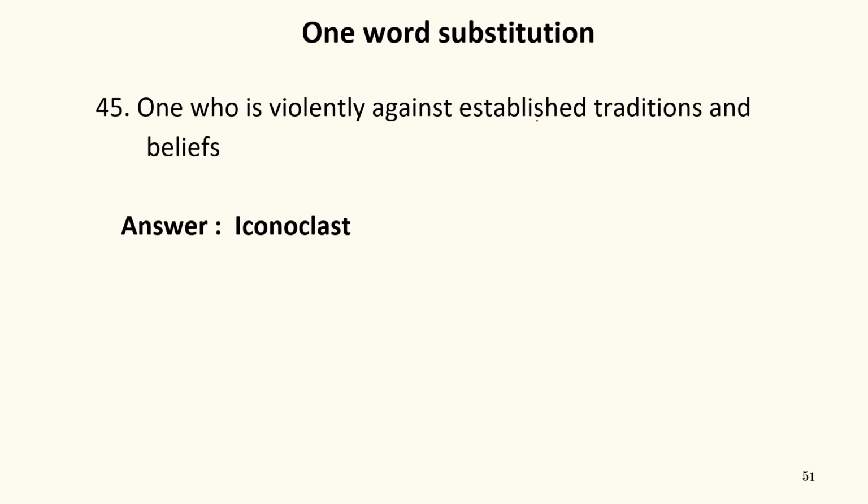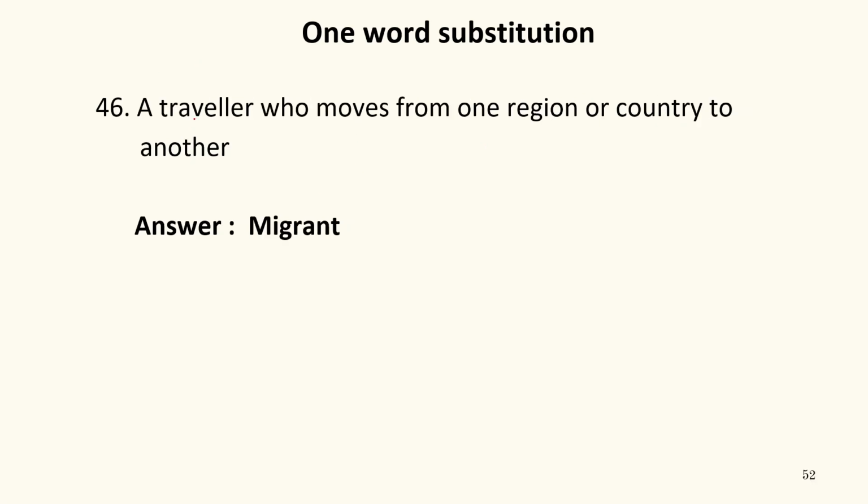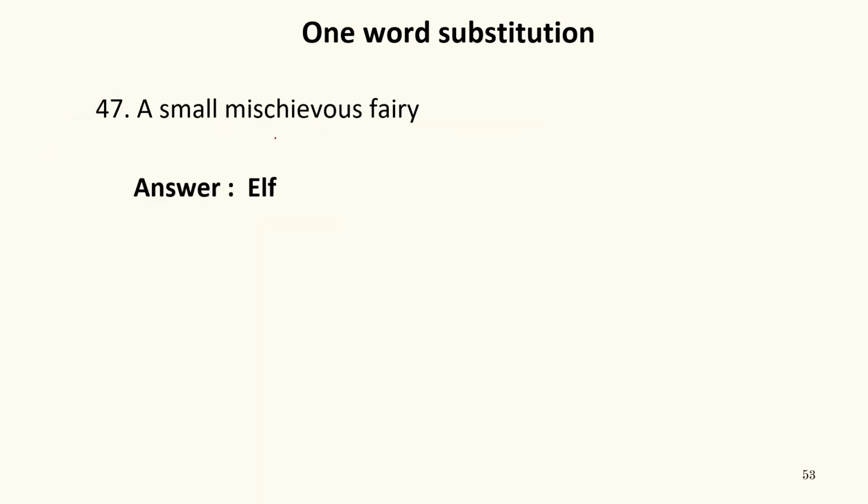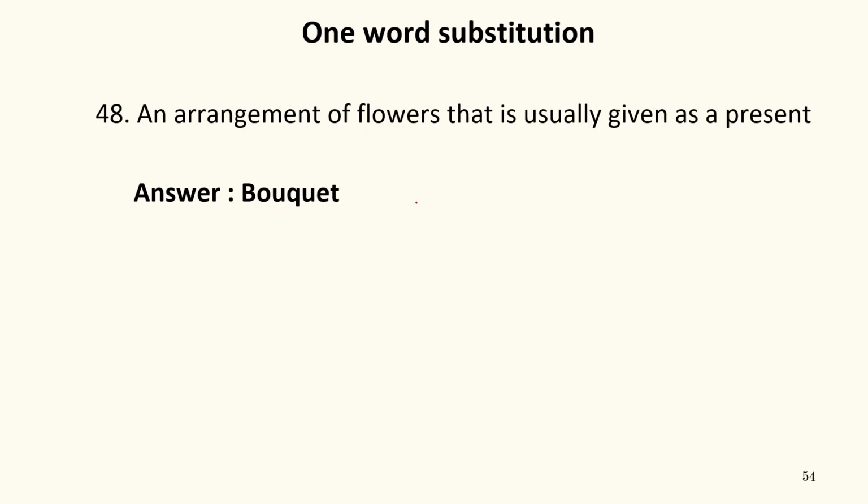One who is violently against established traditions and beliefs, one who doesn't want any change in religion and religious opinions. That is called iconoclast. Next, we have a traveler who moves from one region or country to another. He keeps on moving from one country to another. That is called migrant. A small mischievous fairy. You must have heard a poem of an elf. So elf is a very small mischievous fairy, very small in size.